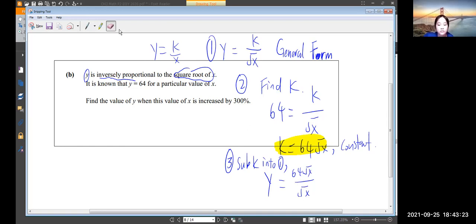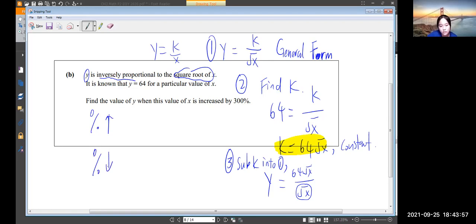Once you get this, last time I talked about you cannot cancel these two. Don't cancel first because this is together. So if you don't cancel, now let's look at the question. It says the value of x is increased by 300%. I want to talk about percentage increase, percentage decrease.